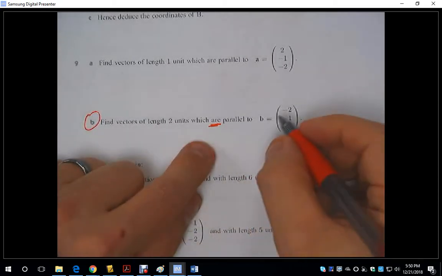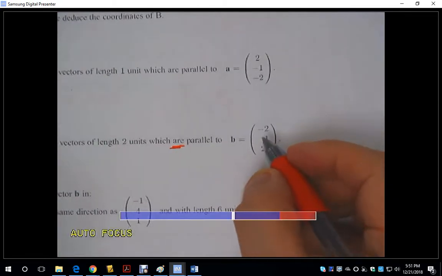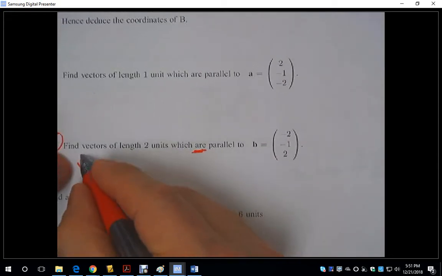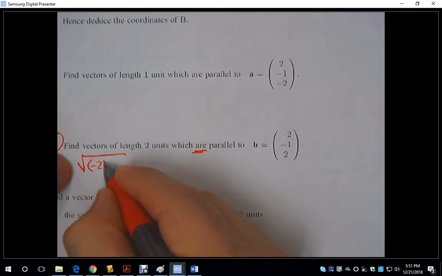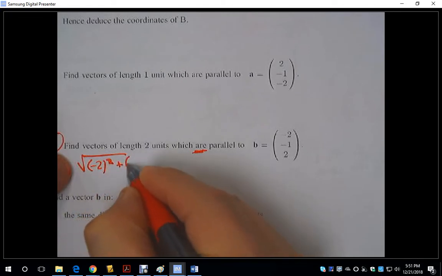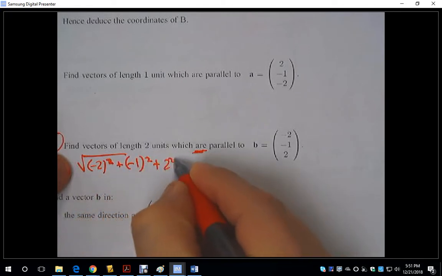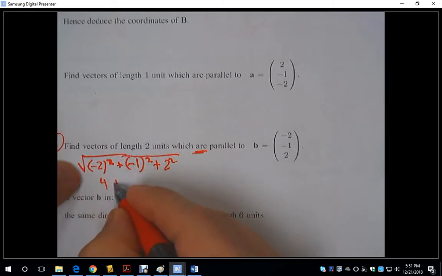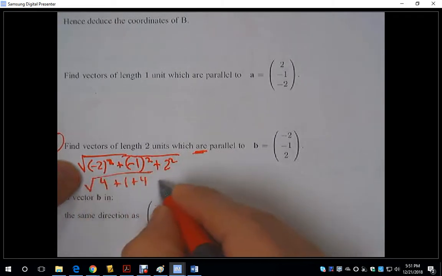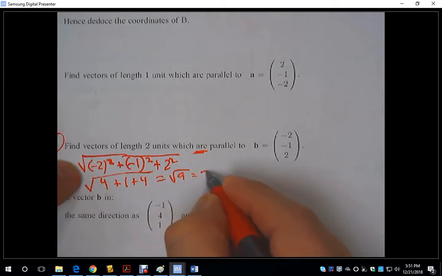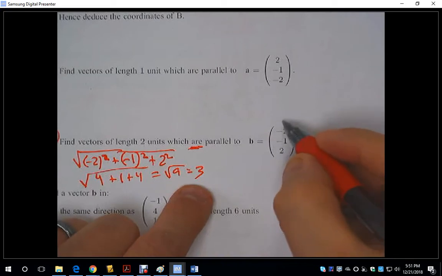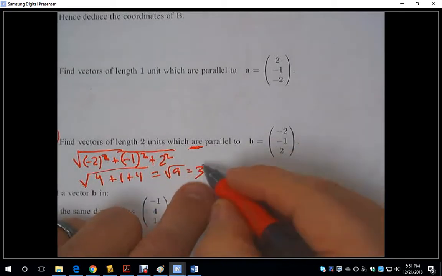So let's find the size of this vector, or the magnitude of this vector, to begin with. So we have the square root of negative 2 squared plus negative 1 squared plus 2 squared. Negative 2 squared is 4, 4 plus 1 plus 4 gives us 9. It's the square root of 9, which is going to be 3. So right now we have this vector here with a size or a magnitude of 3.